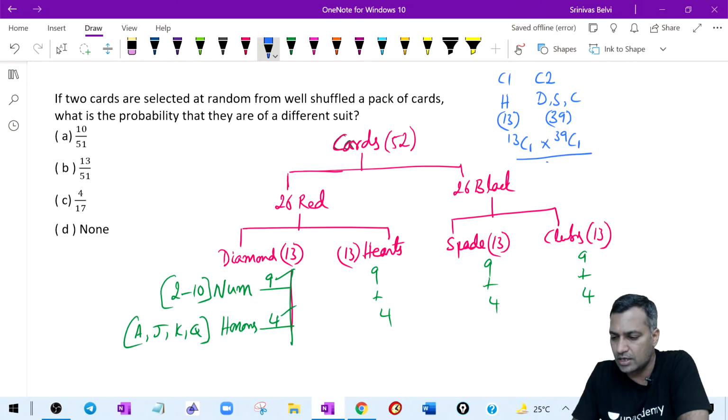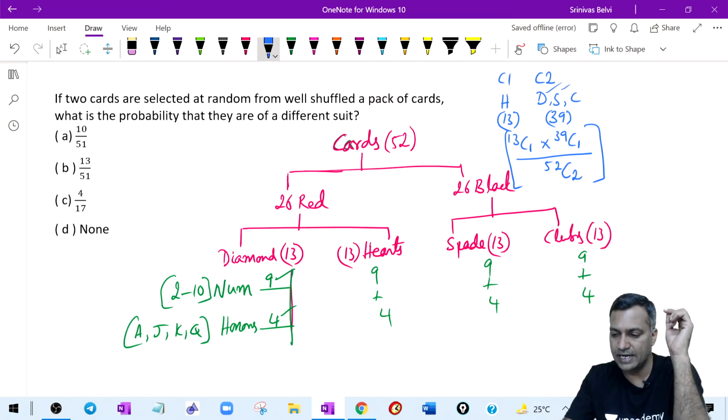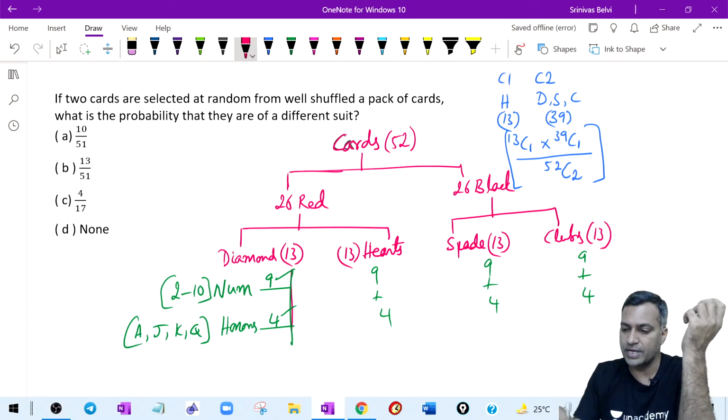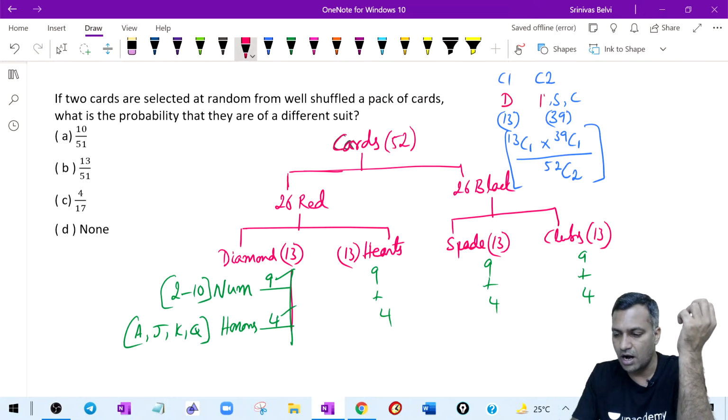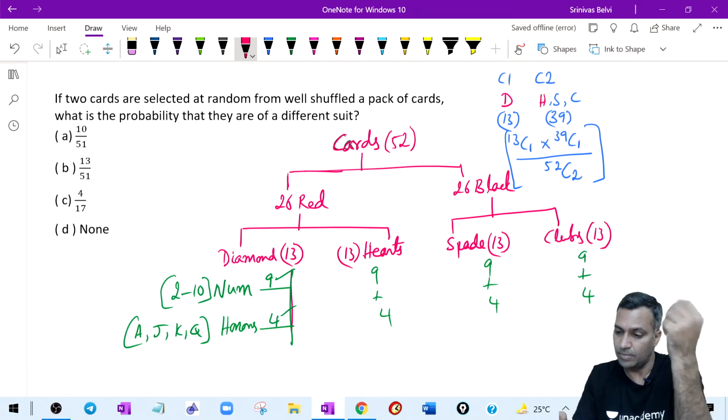When I pick two cards, I will be getting 52C2 possibilities. This is what happens provided one card is from hearts, and the other card is from either diamond or spade or club. Now you may say, sir, why should the first one be heart? I will change the definition. The first one is diamond, and the remaining is from heart, spade or club. That's the second case, but the answer remains the same.